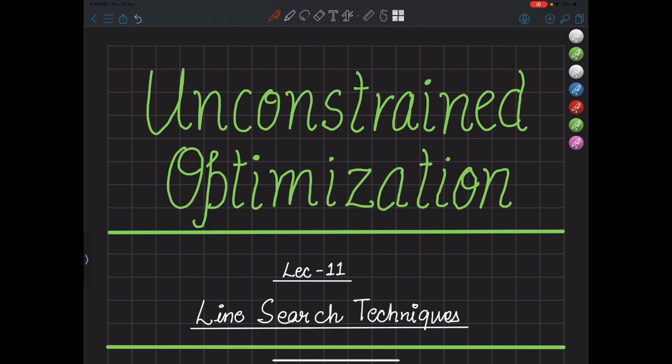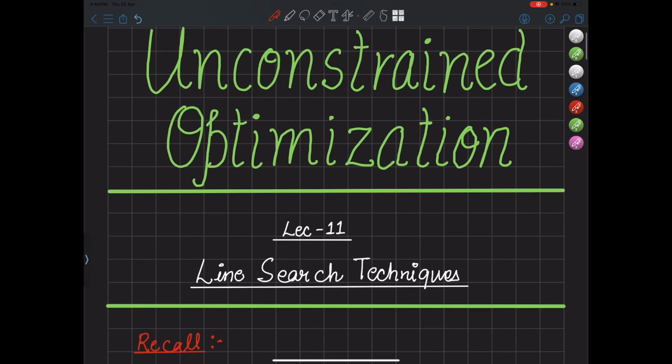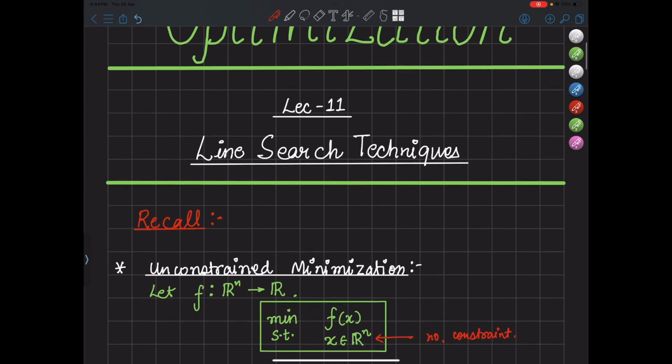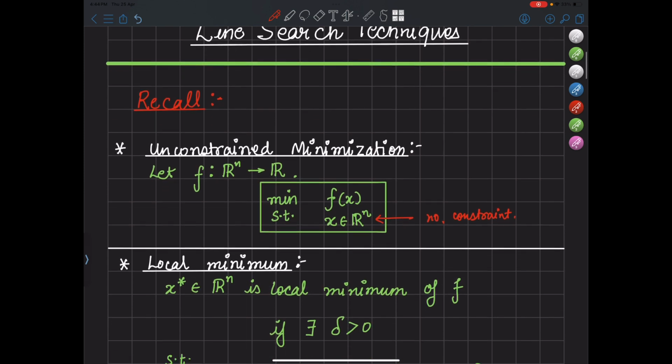But before we start with the lecture, let's recall certain definitions and results that we discussed in our previous lectures. So first let us discuss what is an unconstrained minimization. Let f be some function from n-dimensional real set to a scalar value, then minimization of f(x) such that x belongs to the whole of Rn is unconstrained minimization. Basically, there is no constraint on x here, and x can take all the real values. So this is called unconstrained minimization.